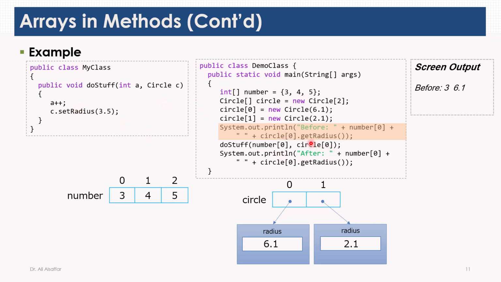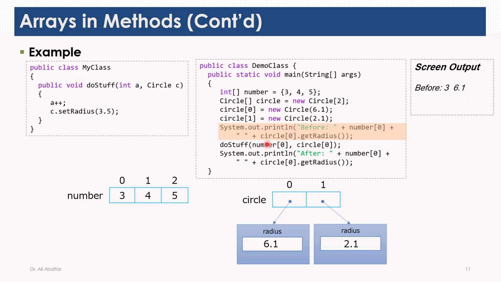So what is printed? Here we are displaying a message before. At the same time, we are displaying the value for number 0. Where is number 0? This is the array number. At index 0, we have a 3. So in the output screen, 3 is printed, followed by a space, followed by circle 0. Where is circle 0? This is circle 0. It is pointing to an object of type circle, and we are calling the object's getRadius method. So it will get us the radius of this object, which is 6.1, and 6.1 is printed on the screen.